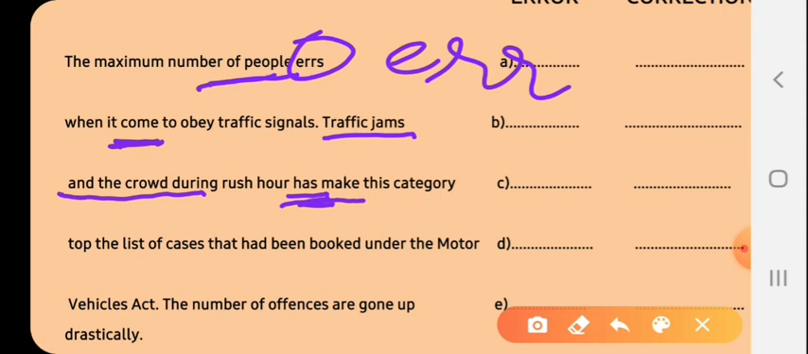Has make. With has, have, had, we use the third form of the verb. So what is the third form of make? Made. Has made. So our error is make and the correction is made. I hope this is clear.